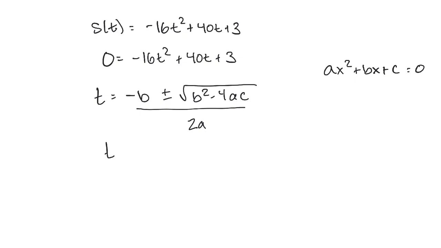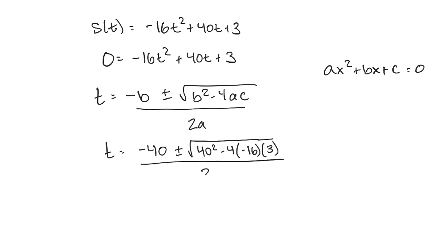But if we do this, we have negative 40 plus or minus square root of 40 squared minus 4 times our a is negative 16, and our c is 3, divided by 2 times negative 16. Okay, and I'll leave that for you, but we will get 2.57 seconds. Now, again, you will get a negative answer and a positive answer when you type this in. Now, since we're talking about time, we're not talking about negative time, right? We want the end time when it hits the ground again, when the position is 0. So that would be at 2.57 seconds.